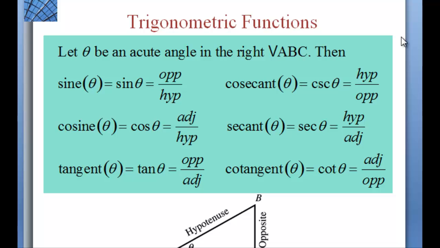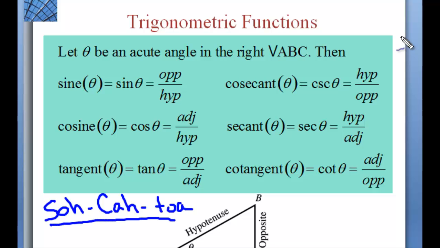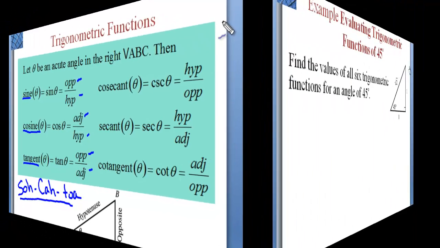You may have heard of the mnemonic SOHCAHTOA. This will help you remember the ratios. We have, for the sine, opposite over hypotenuse. Cosine is adjacent over hypotenuse. And tangent is opposite over adjacent.